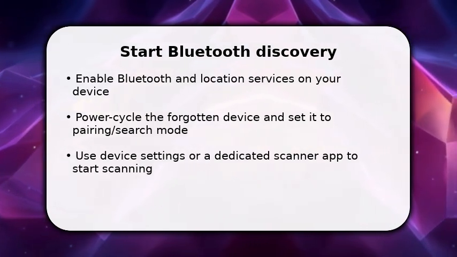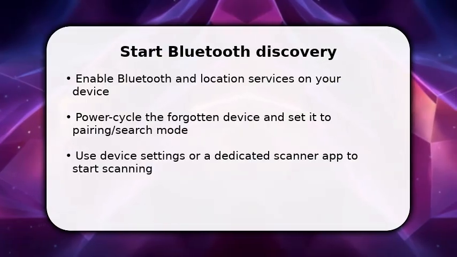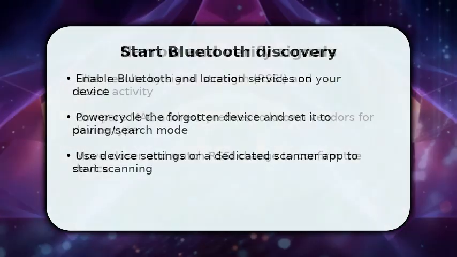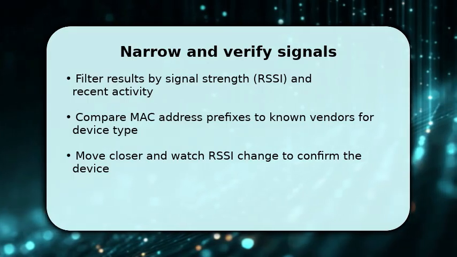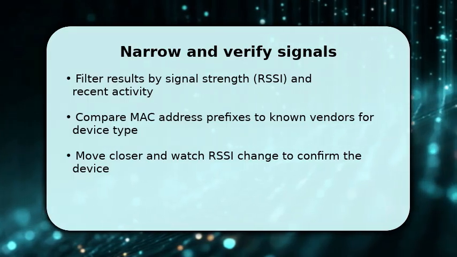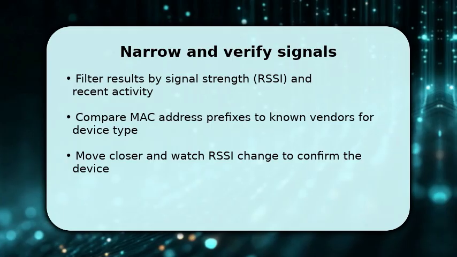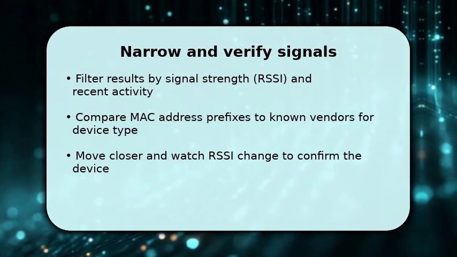Once scanning, focus on signal strength and freshness. Higher RSSI and recent timestamps point to nearby active devices. Use the MAC prefix to infer vendor and narrow candidates, because that lets you exclude unrelated appliances.